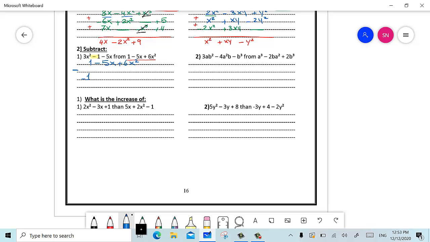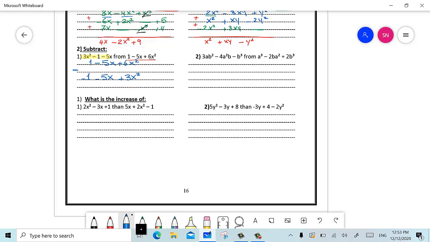And then I'm going to go and see what is the term that contains x. The term that contains x here is negative 5x. So I'm going to write here negative 5x. And then I have the term that contains x squared, and here it is positive 3x squared. So I'm going to write here positive 3x squared. Until here is so easy, just like the addition.